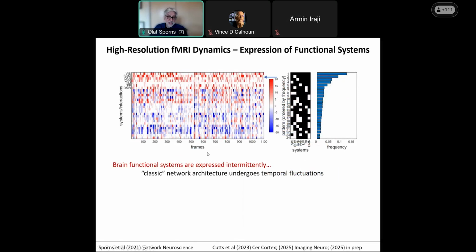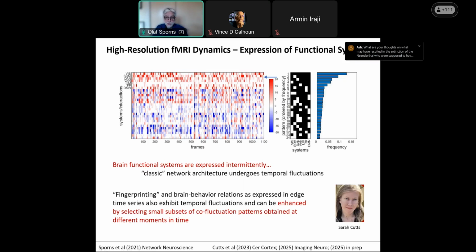One of the upshots from this is that functional systems are not permanently present, if you wish, but are a statistical construct, and they are expressed intermittently when co-fluctuations are high or low. And so they blink in and out of existence, as it were. This allows us to do lots of interesting statistics on which systems are evident when, and how these systems combine with each other to co-express or not. So there's a rich temporal signature of functional systems coming in and out of existence.